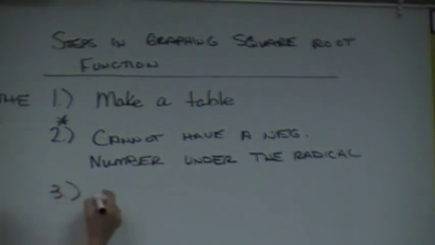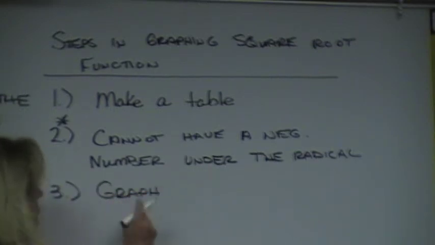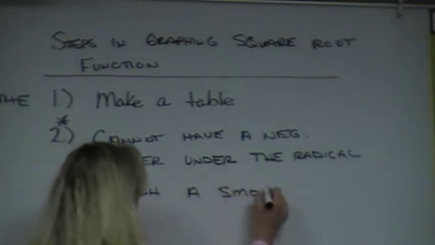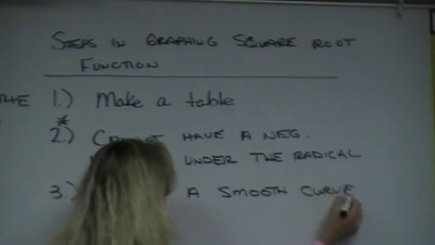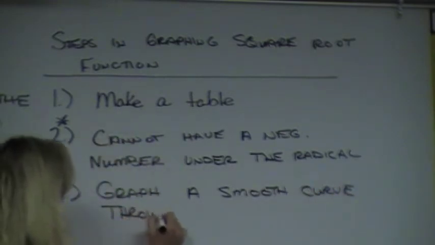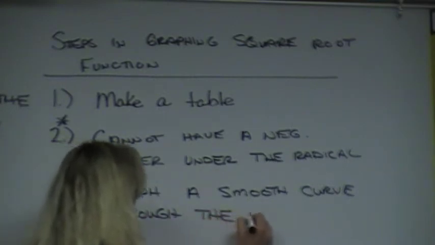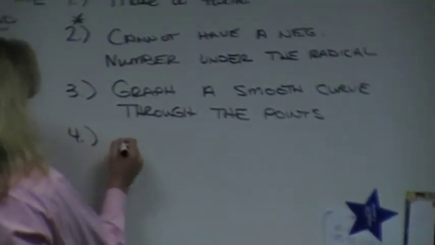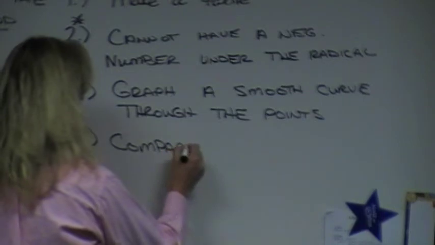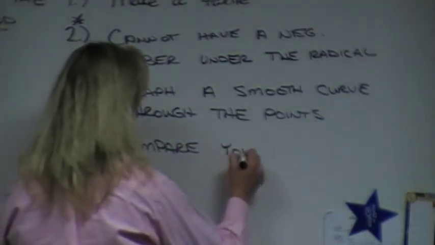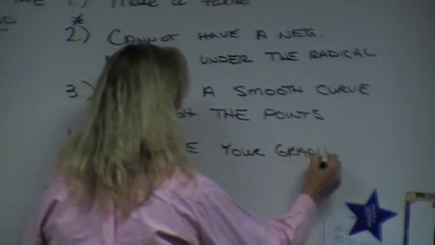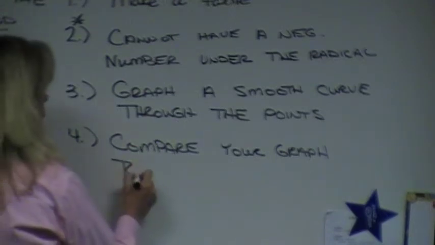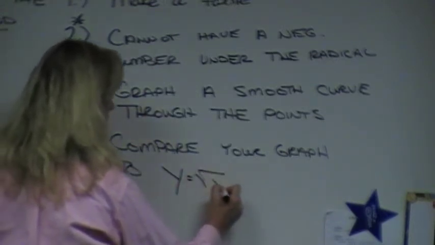Okay, you often have to graph. You need to make sure that once you make your table, you figure out what your domain range is, you're going to graph a smooth curve. Okay, a smooth curve through the points. Okay, and then obviously the last thing is to compare. Now, you heard me say compare, so I haven't talked about this yet. You're going to compare your graph to what we call the parent square root function, which I have not talked about yet in the notes, so I need to go back here and talk about that. Compare your graph to the graph of y equals the square root of x.